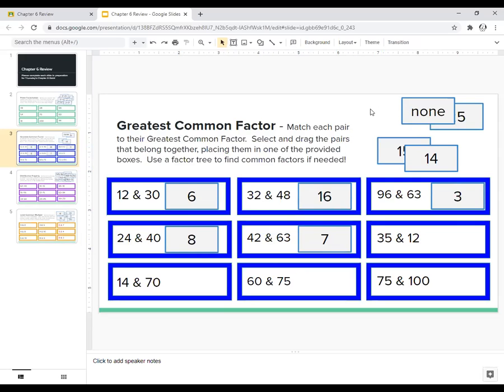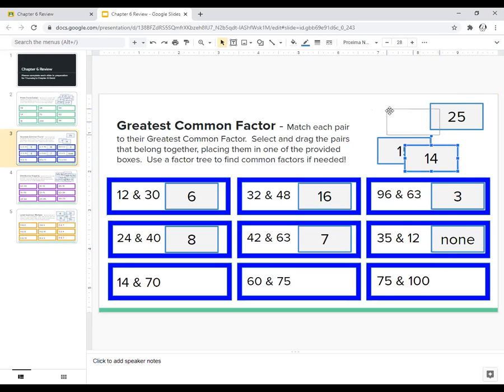When I break that up into primes, I'm looking at 35 and I get 5 and 7. But when I'm comparing it to the factor tree for 12, 2, 2, 3, they don't have anything in common with each other, do they? So what do you think, Evan? None. They do not have a greatest common factor. You got it. All right.